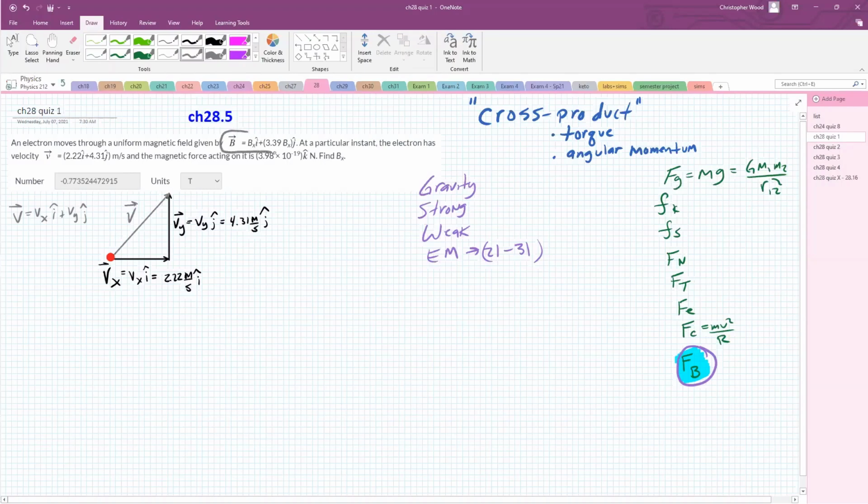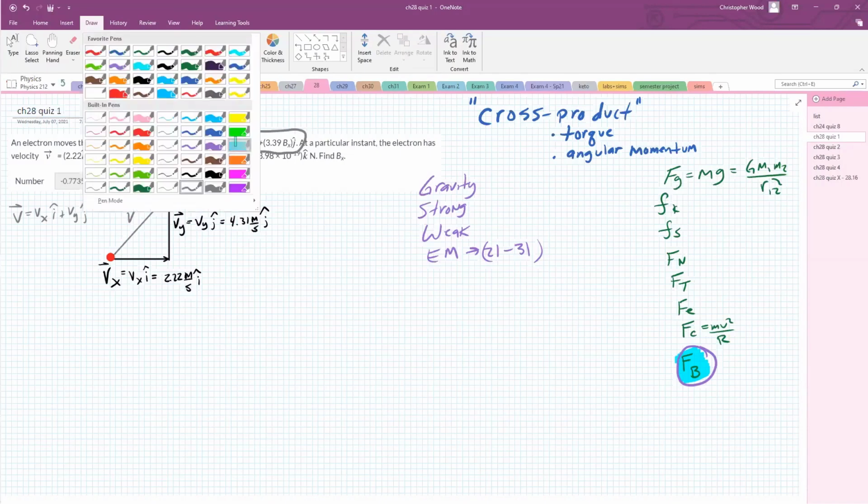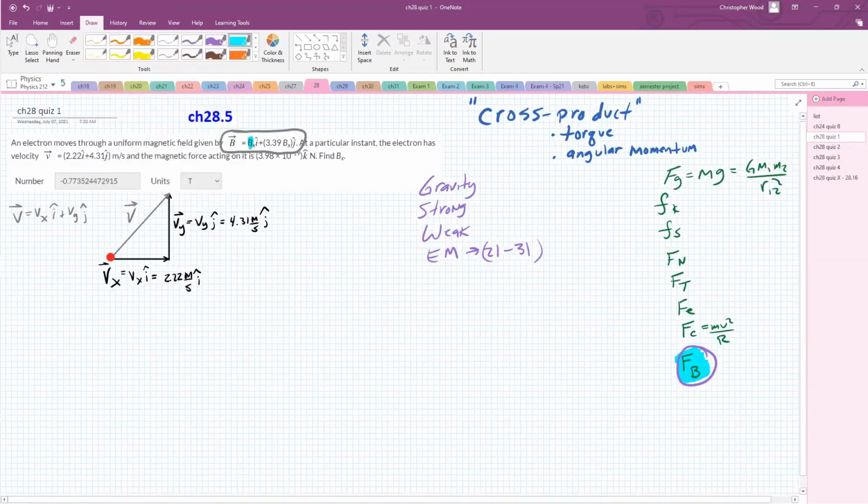I'm not going to draw this magnetic field yet because I don't know what this x component is. In fact, I think this x component is my unknown. It is. So I was going to draw this. I will draw the magnetic field, but not just yet because I need to do some work to find it. At a particular instant, the electron has this velocity and it has this force. It has a force acting in the k hat direction.